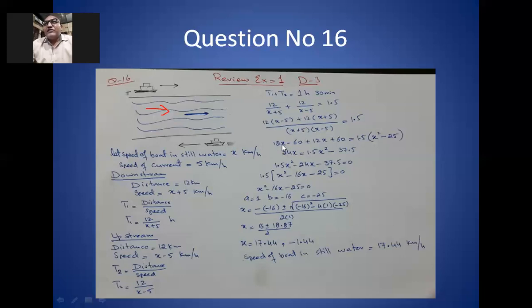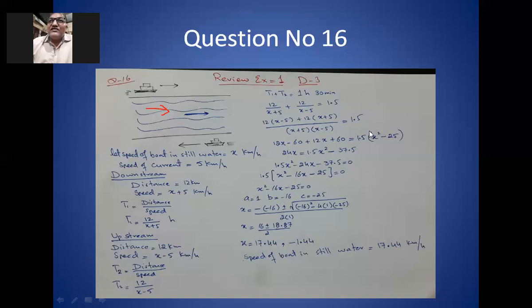Now you can see it will become 12x minus 60 plus 12x plus 60. When you multiply these two brackets with each other, it is like a plus b into a minus b. Remember this formula. This is the algebraic identity: a plus b multiplied by a minus b is a square minus b square. So x plus 5 multiplied by x minus 5 will be x square minus 25.